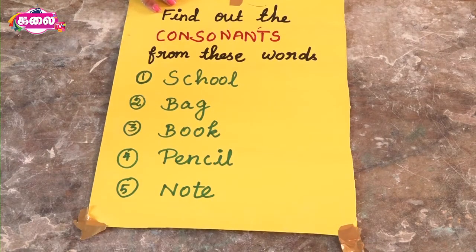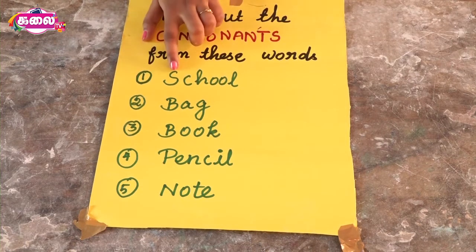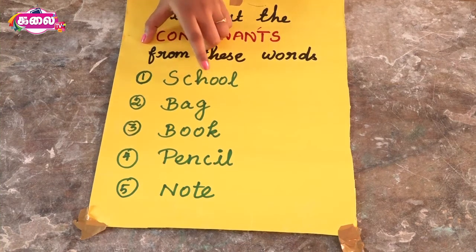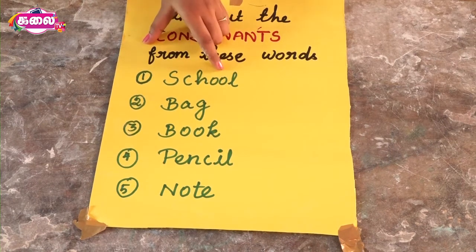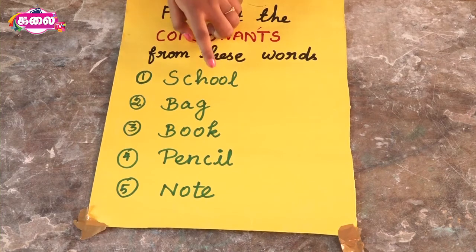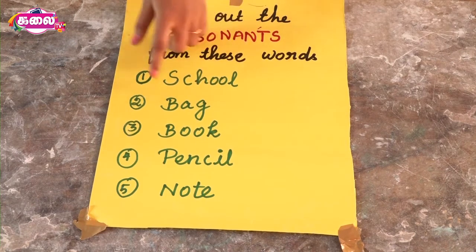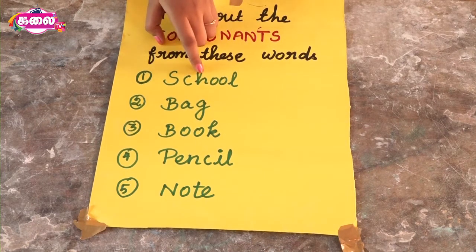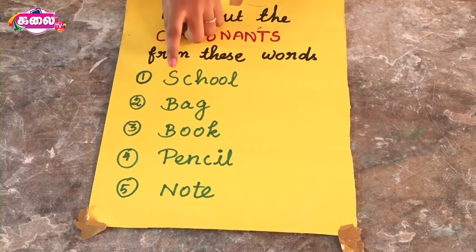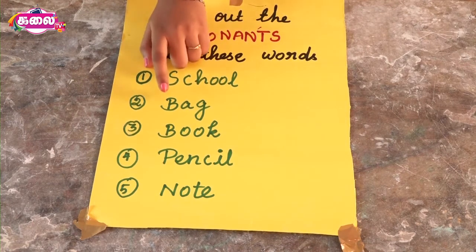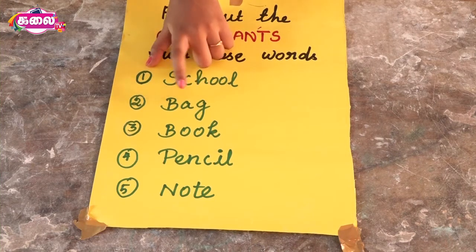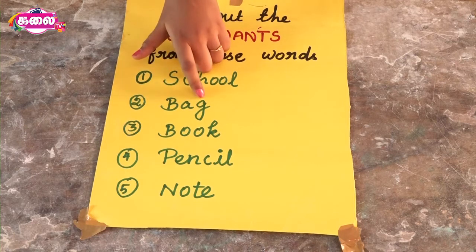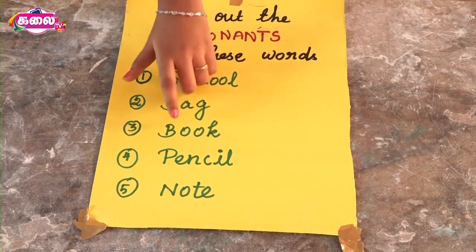Let us find out the consonants from these words. See the chart. Find out the consonants from these words. First one, S-C-H-O-O-L, school. Here we all know that O is the vowel. So, the other letters S, C, H, L are the consonants in this word. See second one, B-A-G, bag. A is the vowel in this word. So, B and G are the consonants in this word.